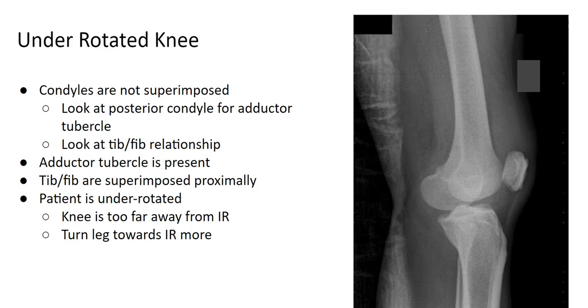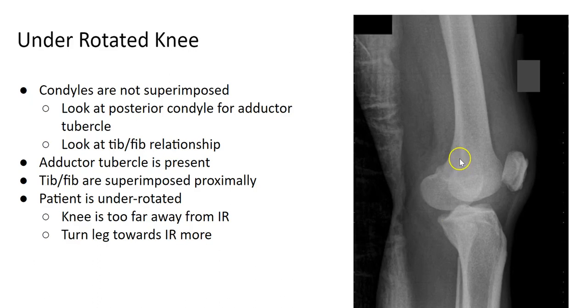So I have to know how to fix this. I have to know, did I turn them too much or not enough? Because remember, they're in a 90-degree lateral right now. So first things first, you look at your condyles. If you determine they are not superimposed, there's a couple other things we can look for to help us determine if they're under-rotated or over-rotated.